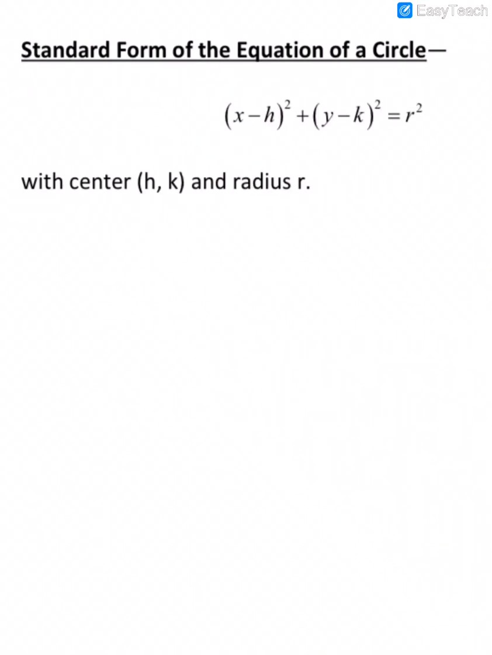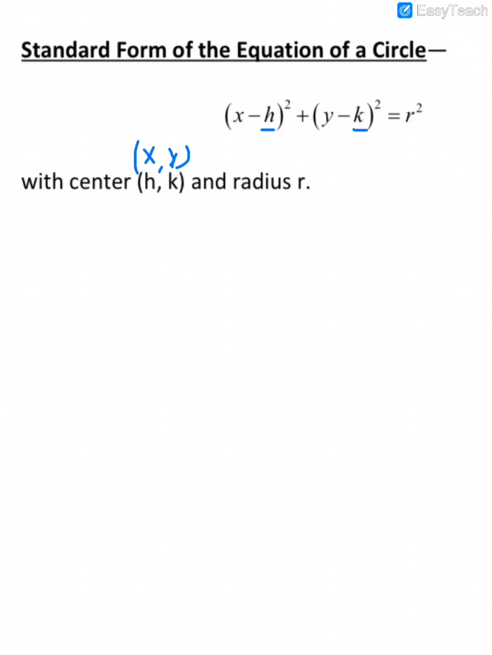This is the standard form of the equation of a circle, and it's x minus h squared plus y minus k squared equals r squared. The h and the k in this equation are the center of the circle. So h is the same thing as our x coordinate, and k would be the y coordinate, and that's the center of the circle. And r represents the radius of the circle.